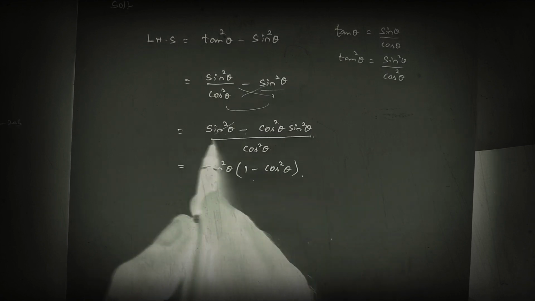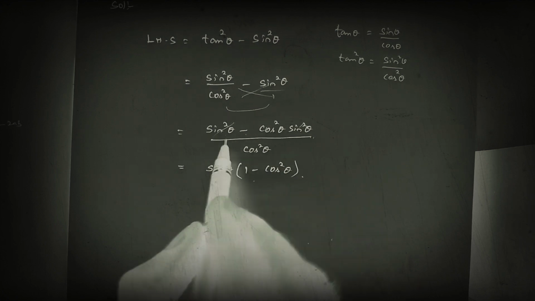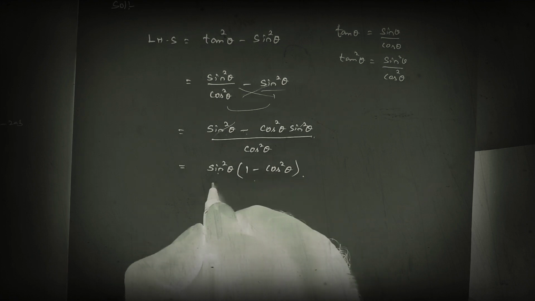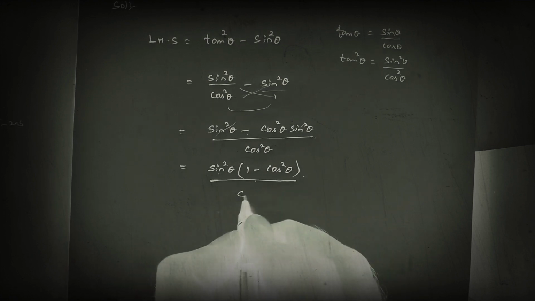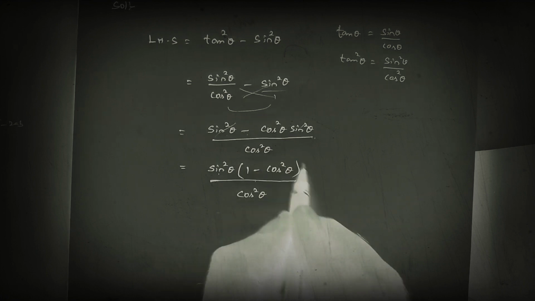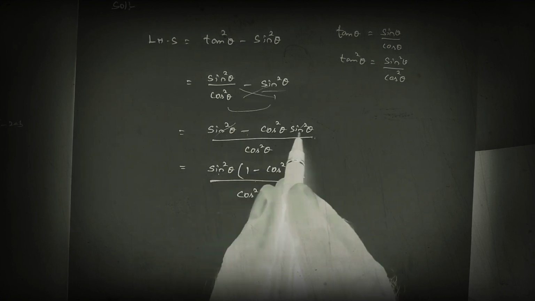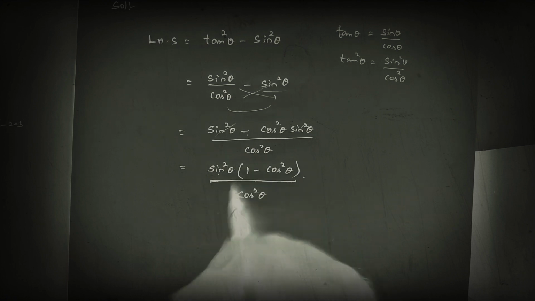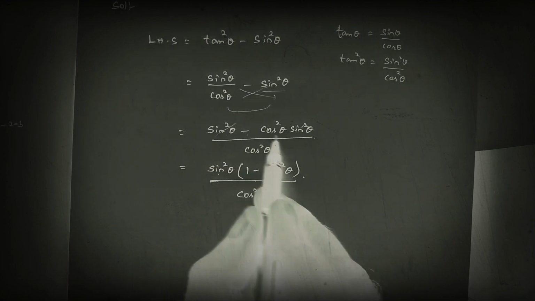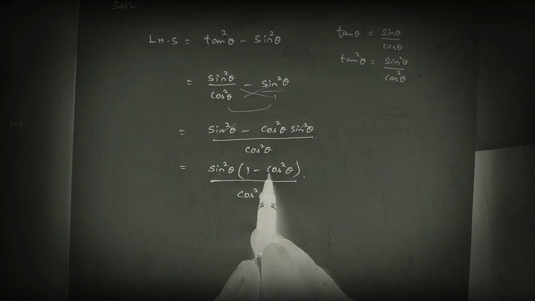I am just taking sin square theta from the numerator. So what is remaining? 1 minus cos square theta. Sin square theta into 1 minus cos square theta, whole divided by cos square theta. Why am I taking sin square theta commonly outside? Because then we can simplify. If you take sin square theta commonly outside, then it will become 1 minus cos square theta.